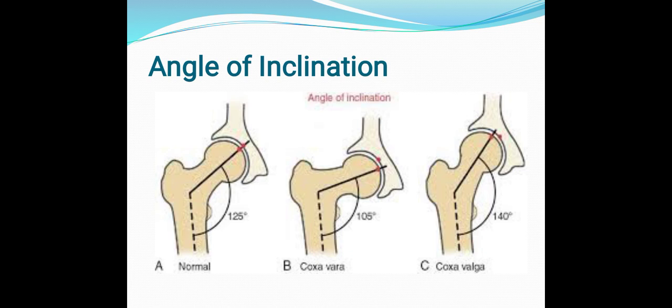This is the angle of inclination. The normal angle is about 125 degrees. In coxa vara, it is decreased from 125 degrees, and in coxa valga, it is greater than 125 degrees.